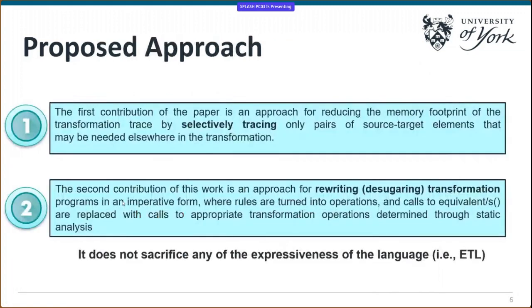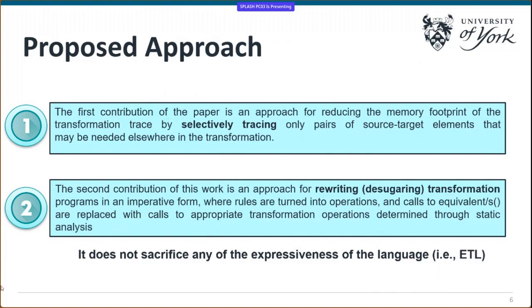So what we have proposed in this paper is that the contributions are divided in two parts. The first thing is to reduce the memory footprint. What we propose is to have a transformation trace which is selective. So we don't keep all the source-target element pairs. We just keep the ones that are needed elsewhere in the transformation. So we just end up getting the absolutely necessary selective trace.